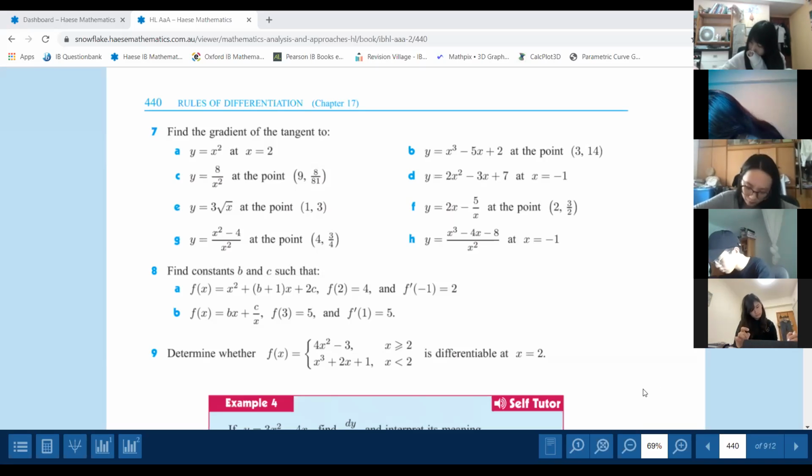Callista, checking your latest submission. Whoa, a lot of work now. Good job. Nice, nice, nice, nice, and nice. All correct, Callista. Okay, checking.